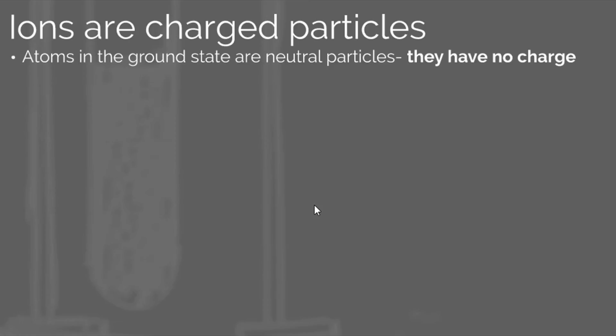So remember that when we see atoms in their ground state, the way we find them on the periodic table, they are neutral in charge because they have the same number of protons and electrons. Remember that protons are positive and electrons are negative, and so when you have the same number, they cancel out. So in total, our ground state elements and atoms have no charge.